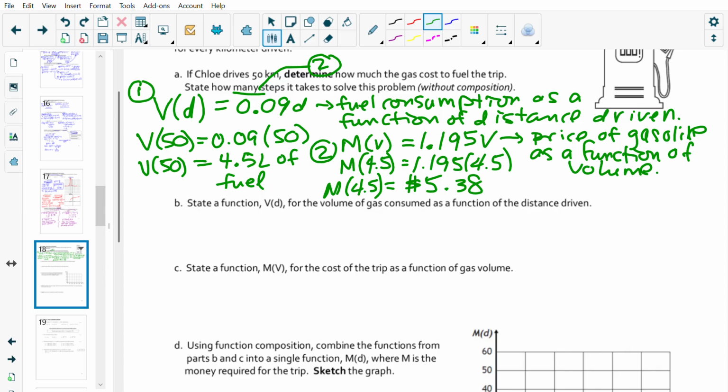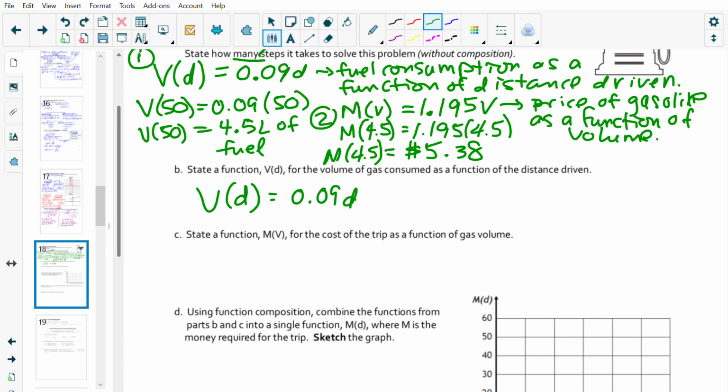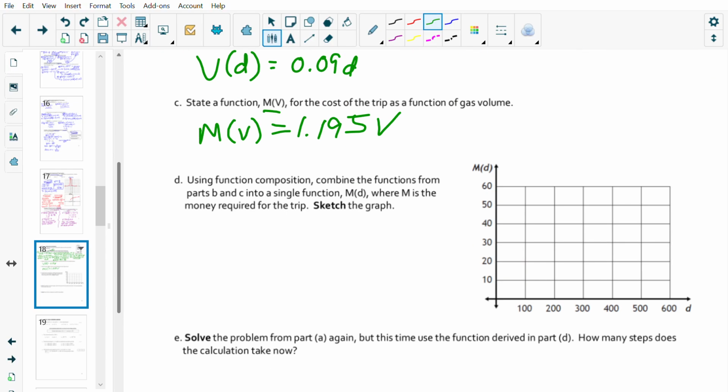B, state a function v of d for the volume of gas consumed as a function of the distance driven. V of d equals 0.09 d. C, state the function m of v for the cost of the trip as a function of the gas volume. M of v equals 1.195 v. D, using function composition, combine the functions from parts b and c into a single function m of d, where m is the money required for the trip. Sketch the graph. Okay, so we are looking at m of v of d.